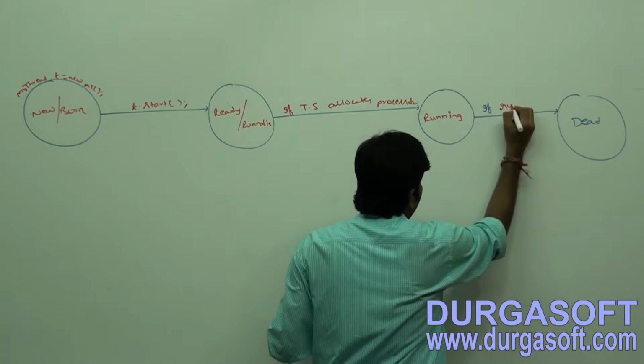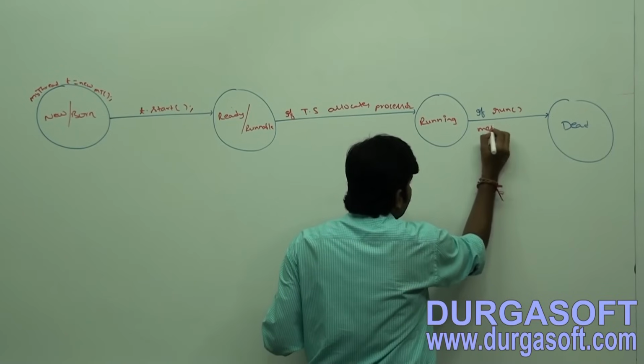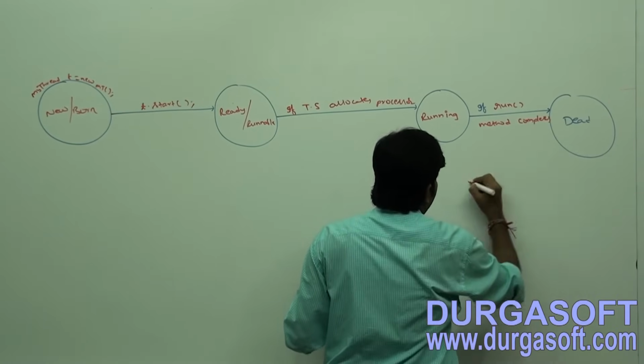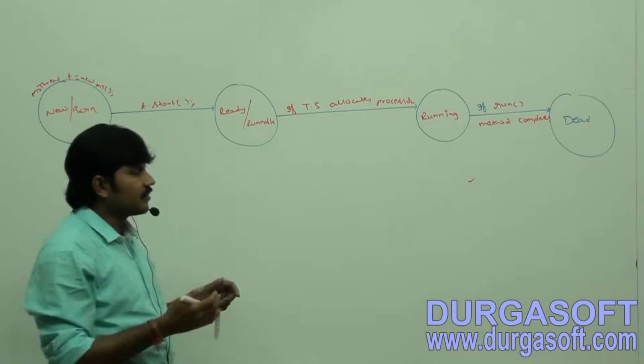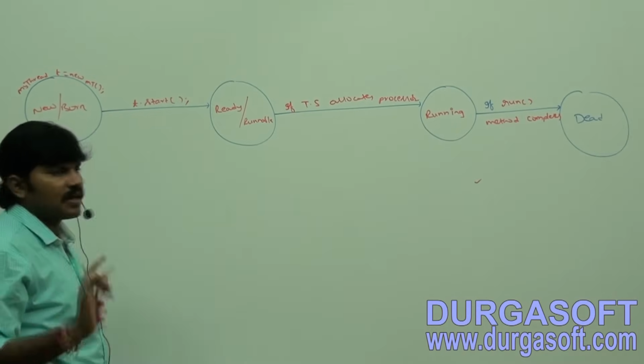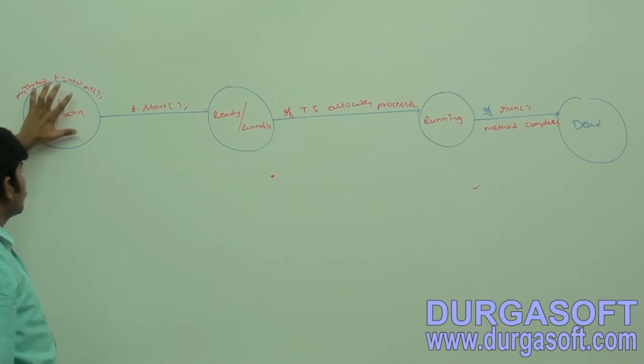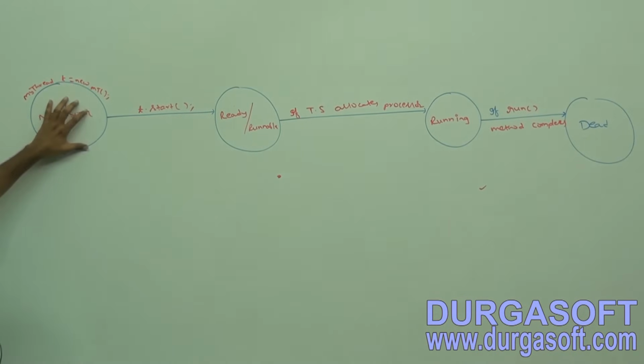If run method completes, now the thread will enter into which state? Dead state, right? That's all. A simple life cycle is nothing but like we have. People should be aware. Sir, I'm creating thread object, new or born state.